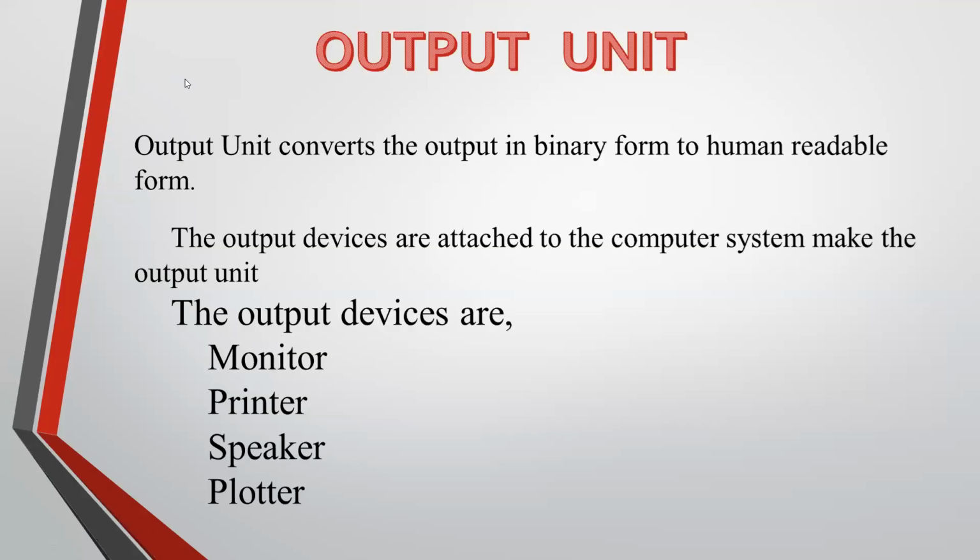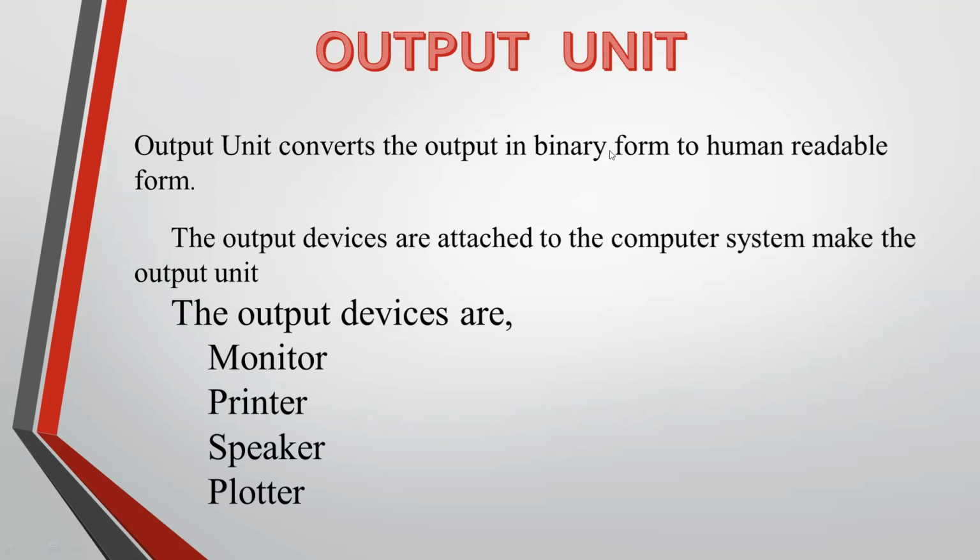Here, data and information. The computer takes instructions in the form of data and produces output in the form of information. So what is the purpose of the output unit? It converts the output from binary form. The computer knows only binary form, but if it produces output in binary, is it possible for us to understand it? What is binary?